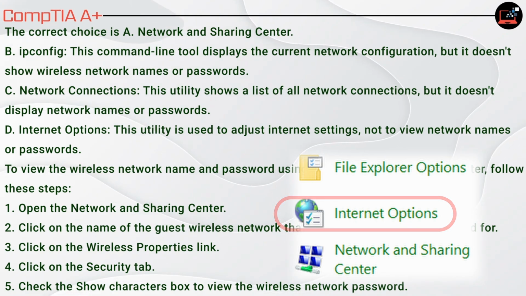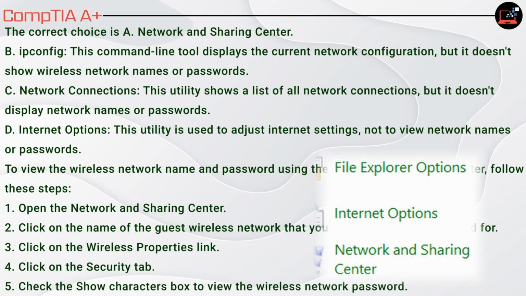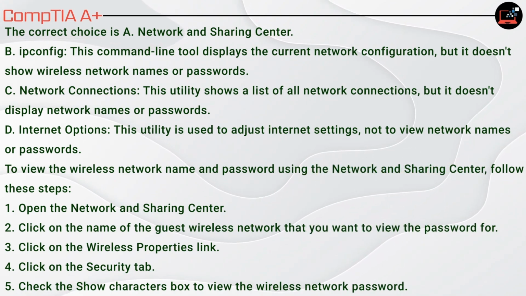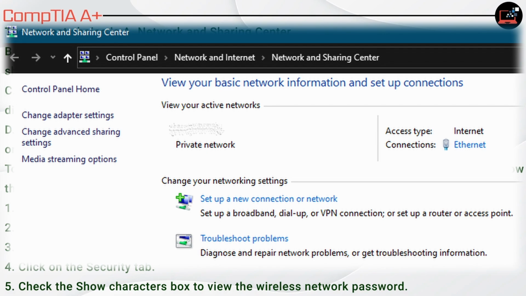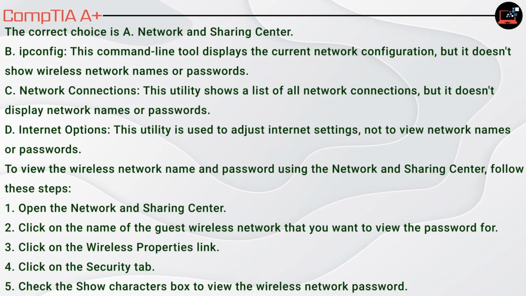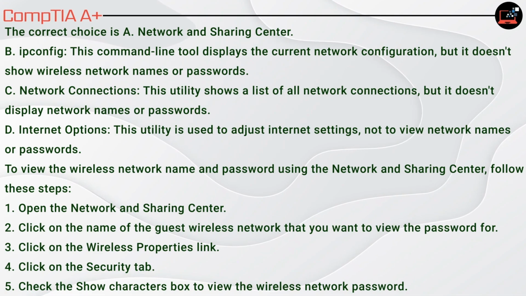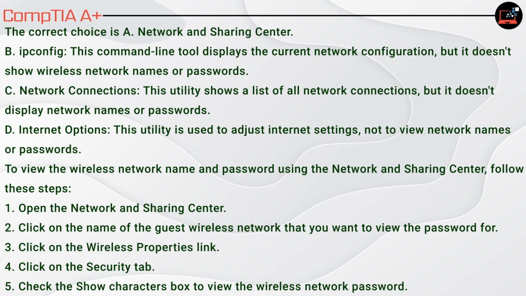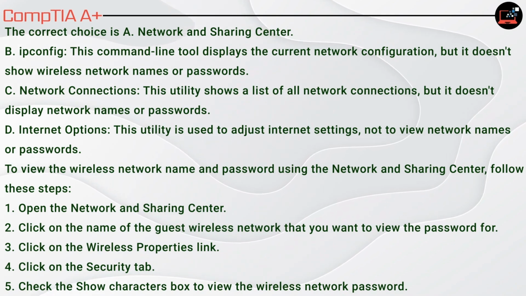To view the wireless network name and password using the Network and Sharing Center, follow these steps. 1. Open the Network and Sharing Center. 2. Click on the name of the guest wireless network that you want to view the password for. 3. Click on the Wireless Properties link. 4. Click on the Security tab. 5. Check the Show Characters box to view the wireless network password.